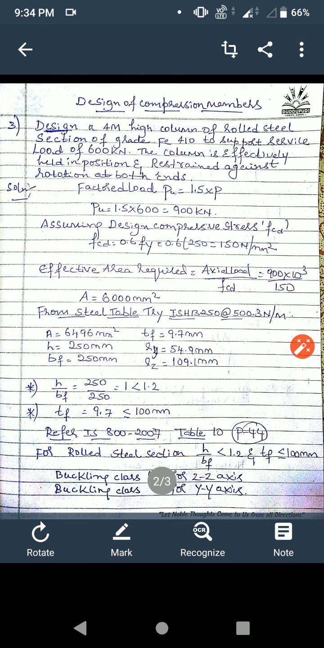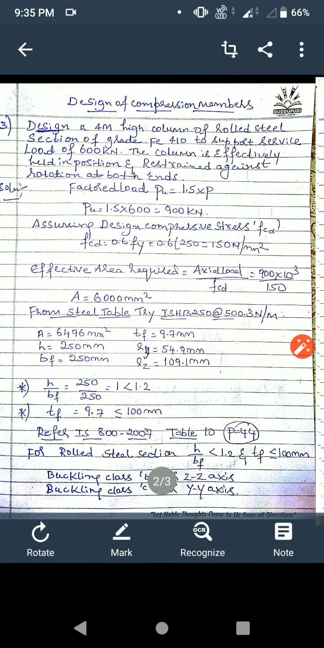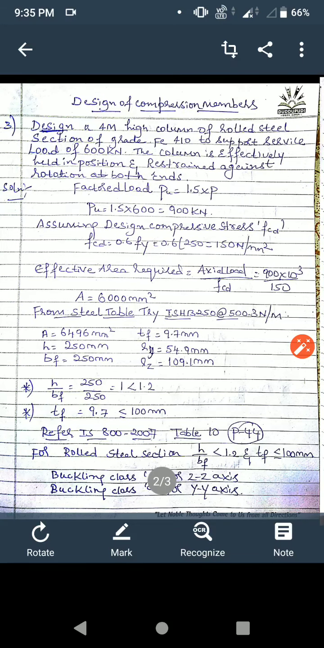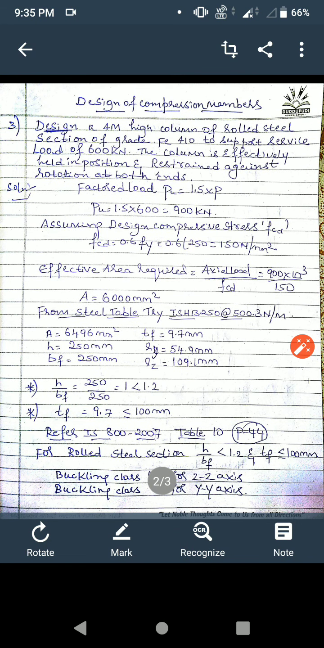So unlike the previous problem, type 1 problem, the process continues like this. For ISHB 250 at 500.3, we have to write the properties of the section. Area is 6496 mm², depth 250, width of flange is 250, thickness of flange is 9.7, radius of gyration about the y-axis is 54.9, radius of gyration about the z-axis is 109.1.